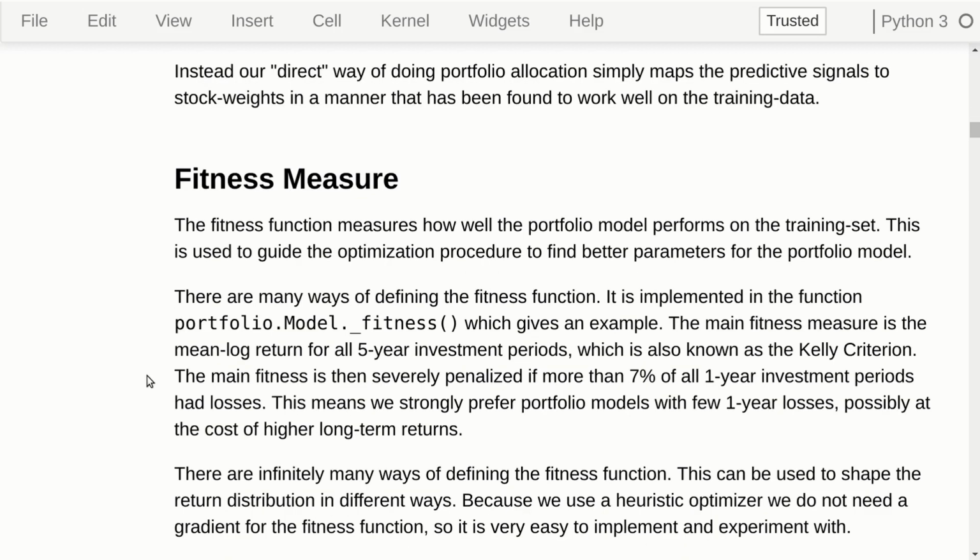The fitness function measures how well the portfolio model performs with the given parameters on the training set. And this is used to guide the optimization procedure to find better parameters for the portfolio model. And we could define this fitness measure in a million different ways, and it is done in this function here, portfolio.model._fitness.